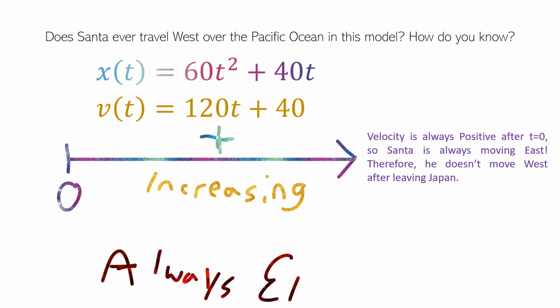Like I said, we can also use a graphical or algebraic model using the first derivative test to determine when Santa would change direction over any time t, positive or negative. But since we're considering time to only be positive, this method works quite well, and we find that Santa is always traveling east and never west.